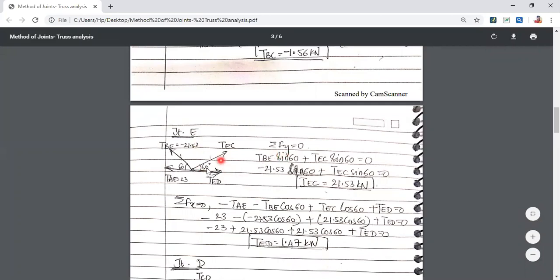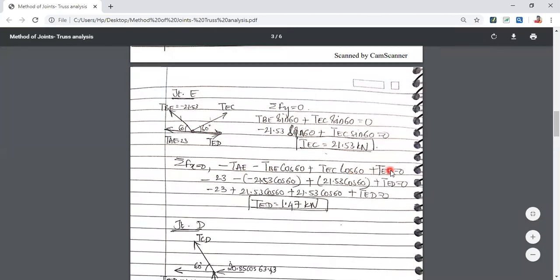Summation Fy equal to 0. So I have TEC sine 60, PE sine 60 equal to 0. I have the value of PE with negative sign. I substitute. This is unknown, I'll keep it as it is. I get the value of TEC as 21.53. Summation Fx: TED positive, TAE negative, TBE negative, TEC positive. So I've written the condition here. Whatever are the known values, substitute for the known values and get the unknown. That is only ED is unknown. I get the value of ED.